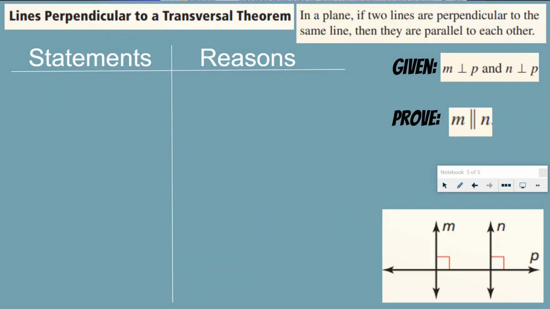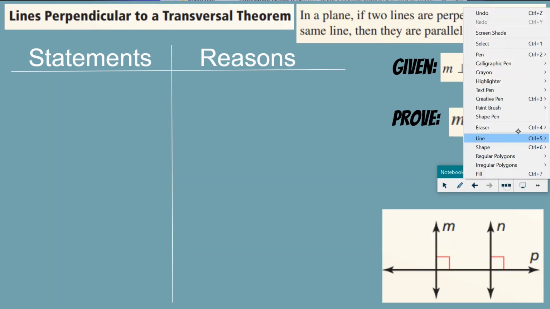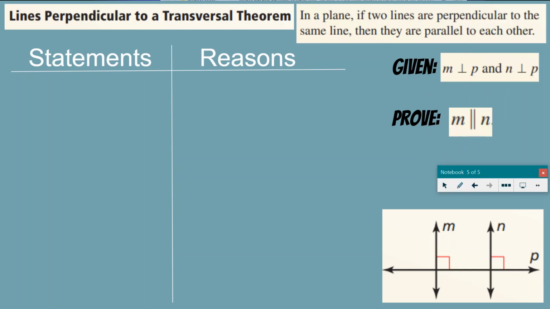Our next theorem is lines perpendicular to a transversal. So in a plane, if two lines are perpendicular to the same line, then they are parallel to each other. And this is basically just the converse of our corresponding angles postulate, at least in this picture. If I know that these two are the same, I have congruent corresponding angles, then I know that these lines will also be parallel. So I'm going to start out, actually it doesn't really matter which one I start out with because they're essentially the same. But I'm going to start out with that first one.